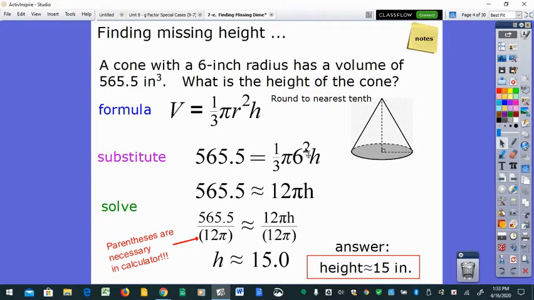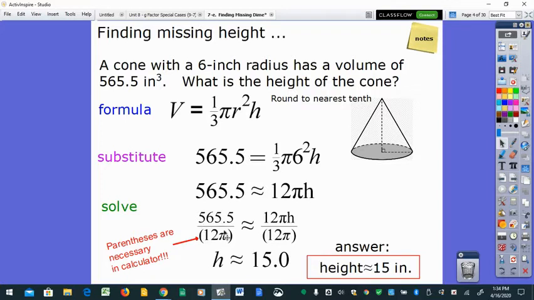So remember that 6 squared is 6 times 6, or 36. And to multiply by 1/3 is the same thing as dividing by 3. So 36 divided by 3 cleans up to 12. So I have 12 pi being multiplied by H. Now, one way to do that is to divide both sides by 12 pi. Make sure that when you do that, you have parentheses around it when you enter it in the calculator, or you won't get the right answer based on what the calculator thinks you're doing for order of operations.